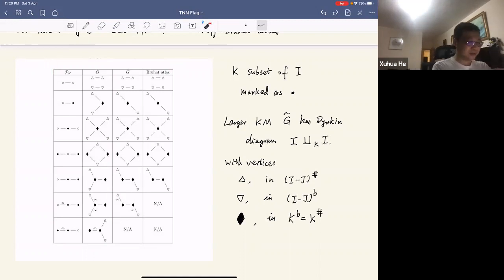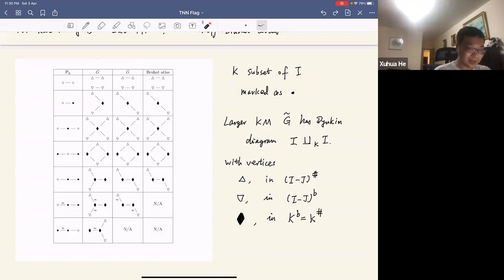Okay, so in that paper we use a K instead of J. Here K is a subset of the set of simple roots, and in this Dynkin diagram we mark it with black dots. So what is the larger Kac-Moody? The larger Kac-Moody has this Dynkin diagram. Basically we look at two copies of the I, but we are growing along K in a certain way.